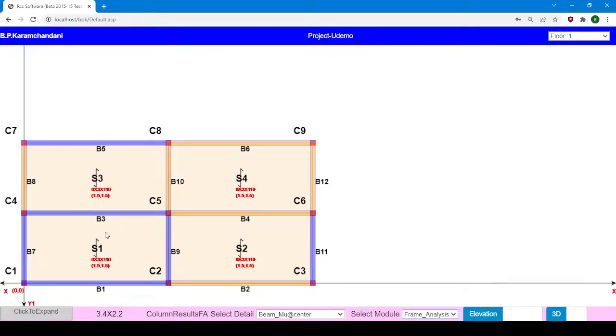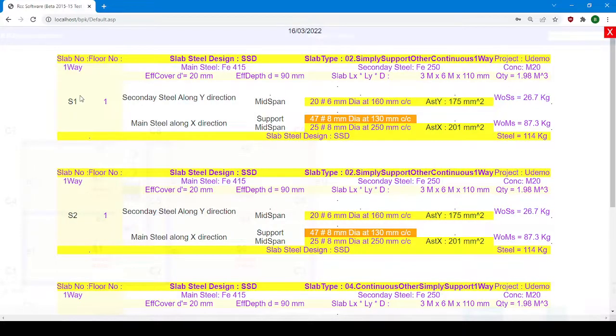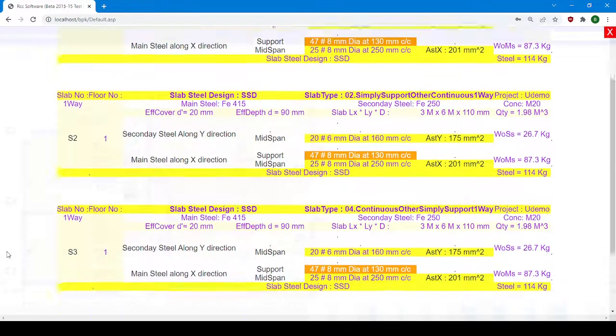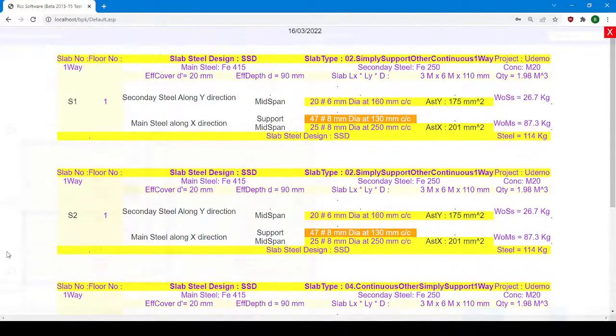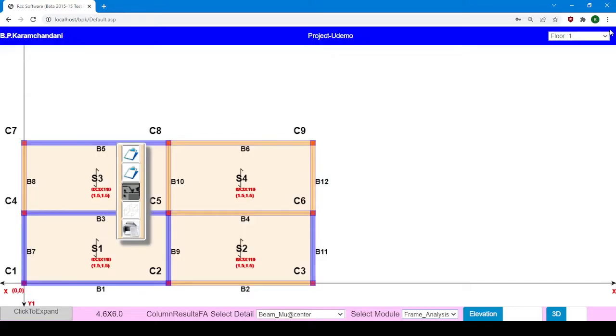For the full floor, one can see the steel schedule: slab numbers S1, S2, S3, S4 for floor 1. In the same way, one can change the floor and see the results for the slabs of floor 2.